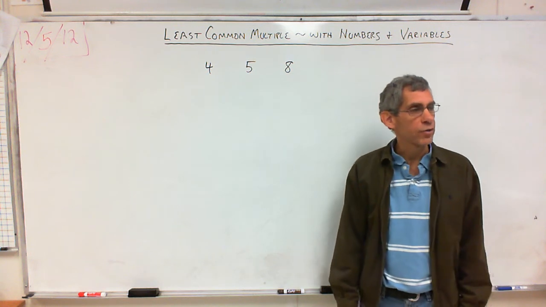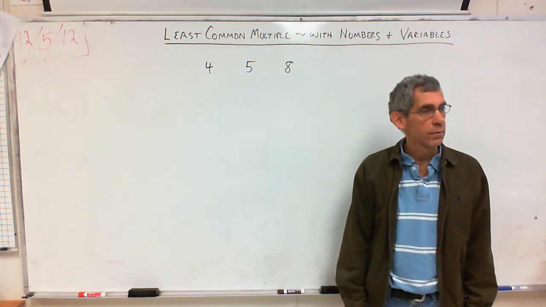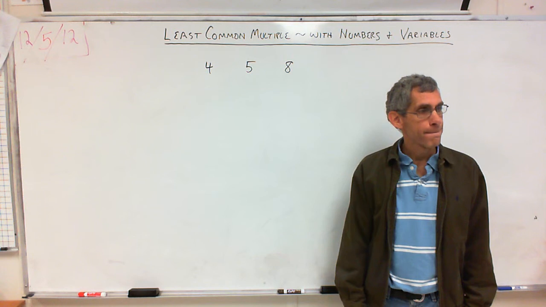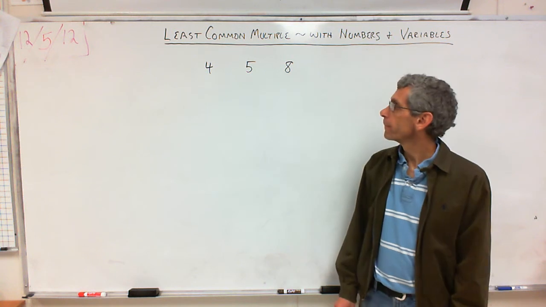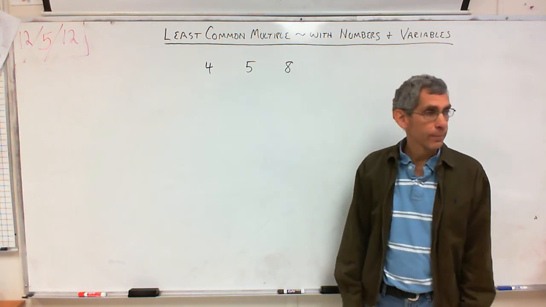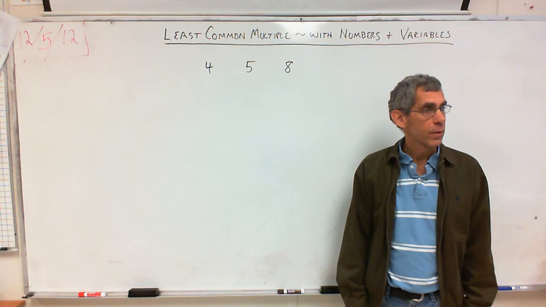Correct, but how? How did you get it? Oh, because, well, if you think about it, times 4 would be 40. Well, it's not 8 times 4. Well, 4 and 8 are both even numbers, right? And 5 is an odd number.